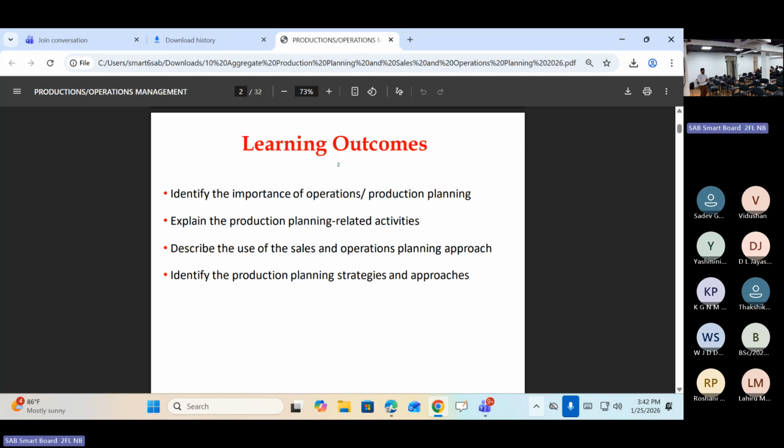There's this new planning approach we call SNOP, Sales and Operations Planning approach, to improve planning decision making. We will identify that, and after that we will also identify the common production planning strategies and approaches used, with some simple examples also. That is what we try to understand.